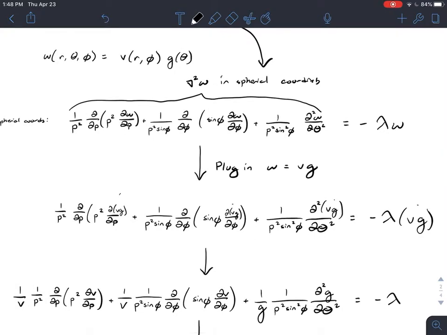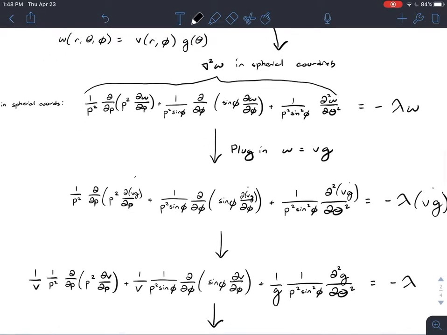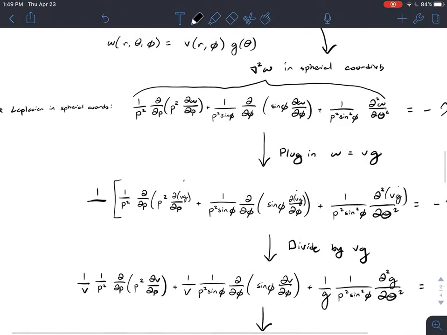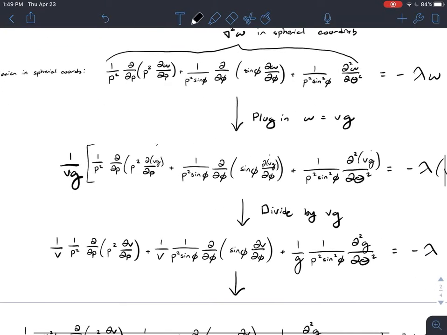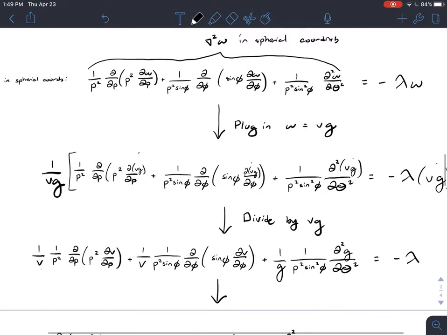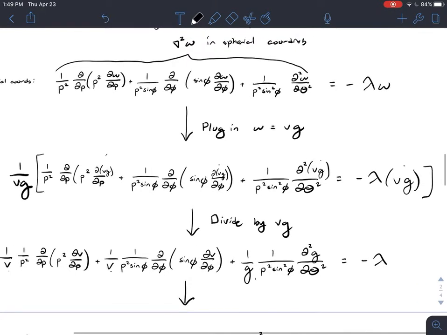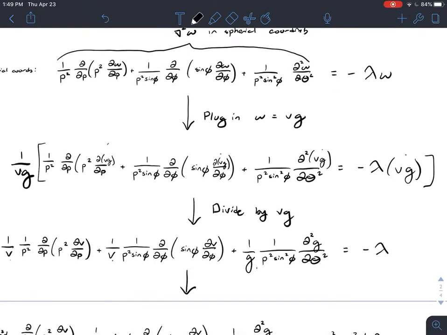So remember that our goal in separation of variables is to put all the variables on one side and then put all the other variables on the other side. So what I did here in this step was I divided both sides by vg. So I'm just going to annotate this: divide by vg. And this leaves us with v here, v blah blah g blah blah blah blah, and then this gets rid of the vg on the right hand side of the equation. So we're just left with lambda.